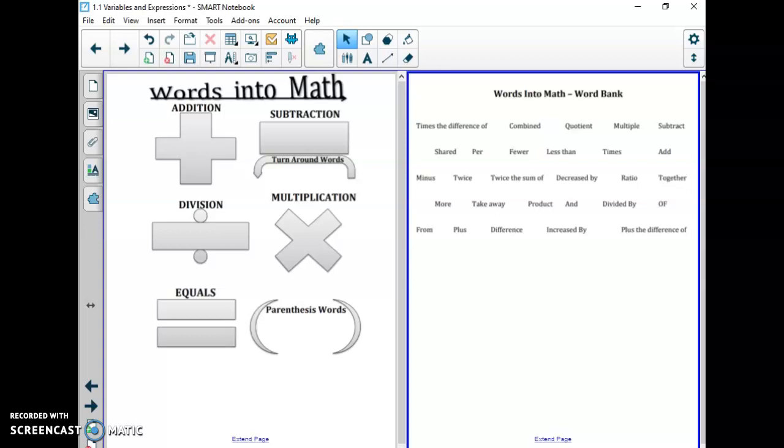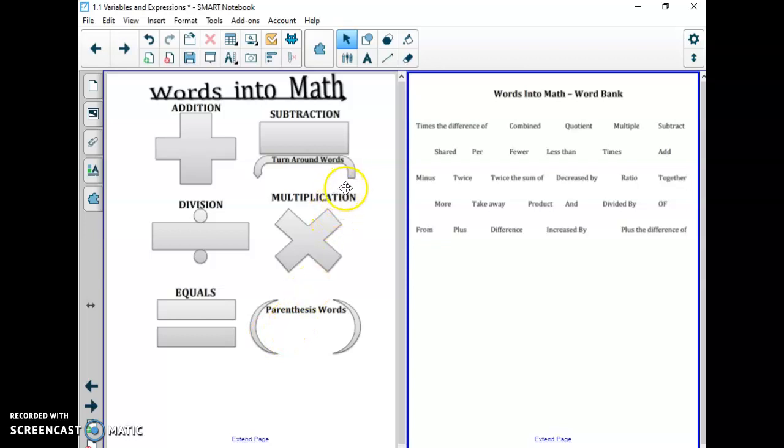If you're at home, what I would just do is write a title on a piece of paper, addition, and then write words into which one of these words would go into the addition. Then write subtraction. Which ones of these words would go into subtraction? Division, multiplication, equals, and parentheses.